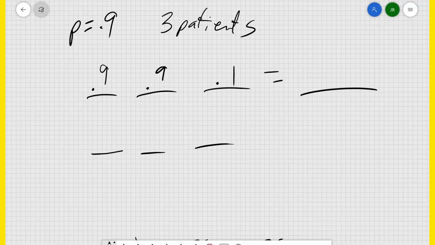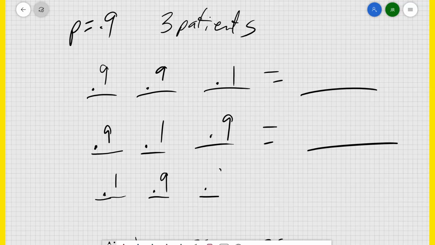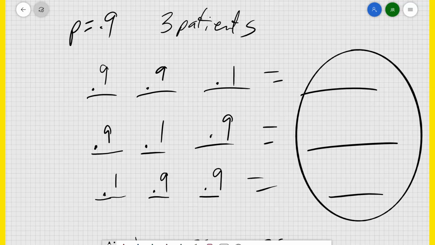So another way it could happen is we could have the first one be successful, the second one not be successful, and the third one be successful. That's going to give me another one. Another way is the first one could be not successful, the second one successful, and the third one successful. That's another way it could happen. All right, so add all those up and you get the total probability that you have exactly 2 successes.